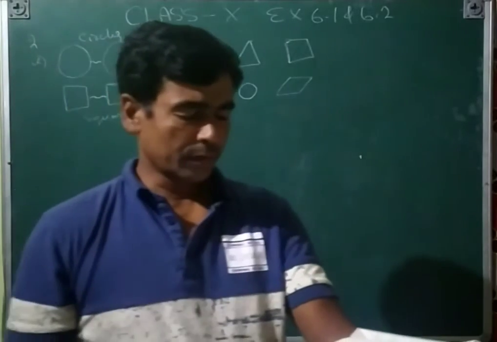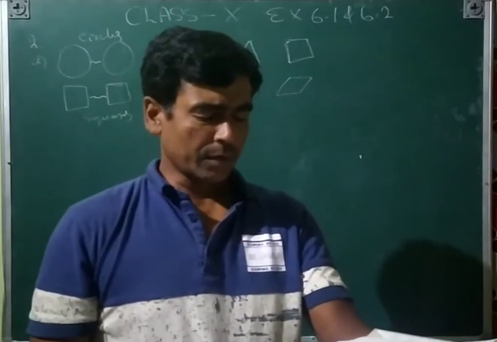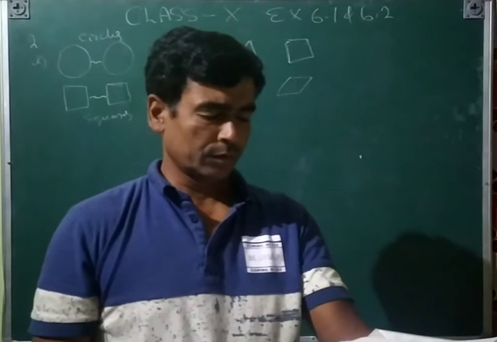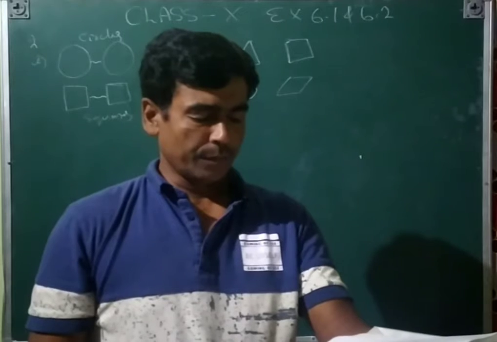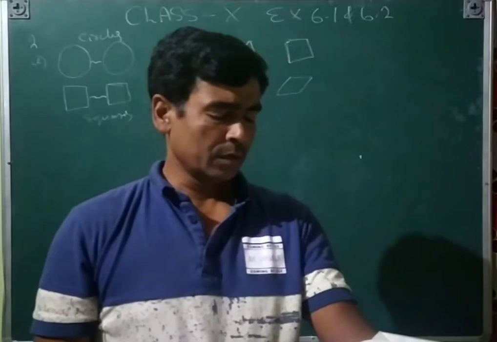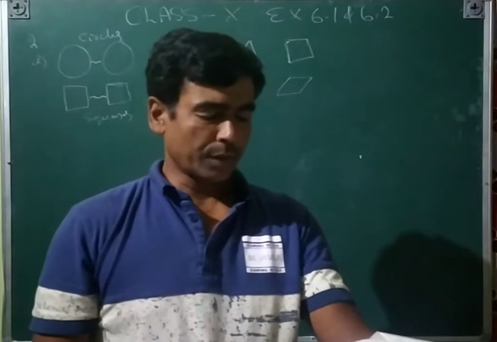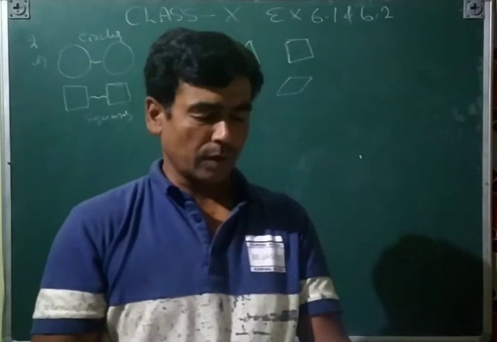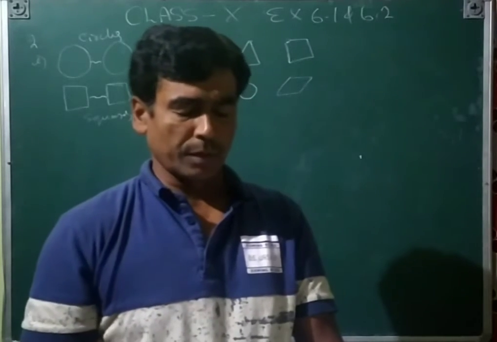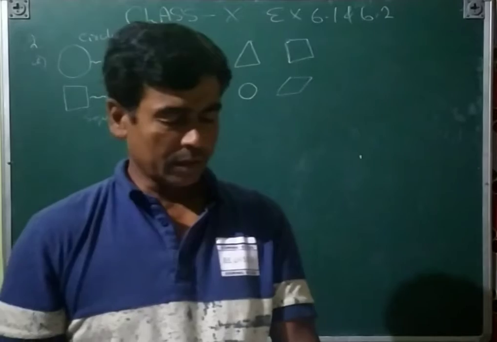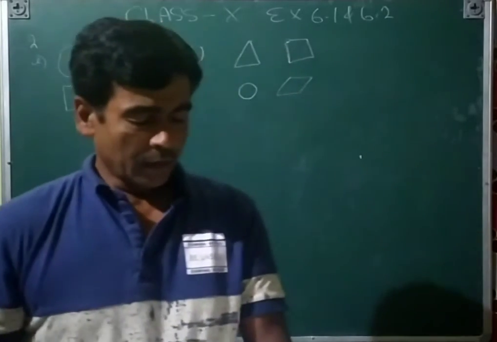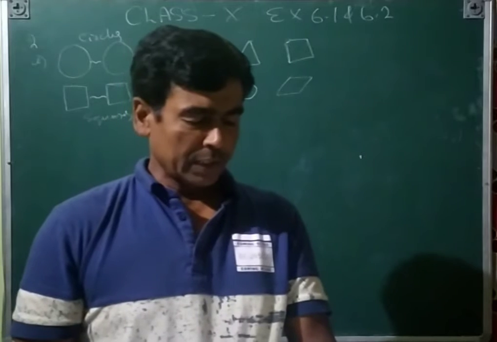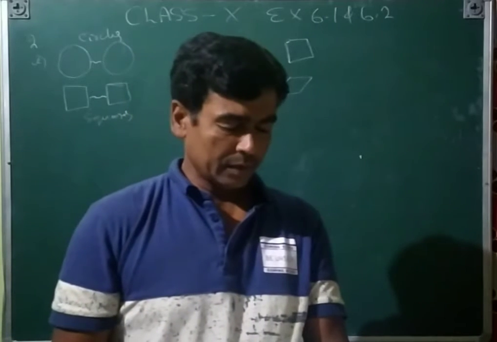State whether the following quadrilaterals are similar or not. No, it's not similar because shape wise, the first is looking like a rhombus and the second is a square. So both are not similar. And then 6.2. In figure 6.1, there are 2 parts here. I will do only one part.